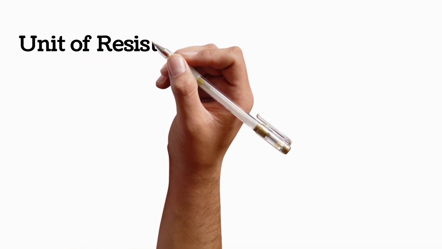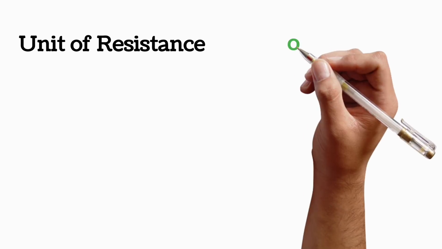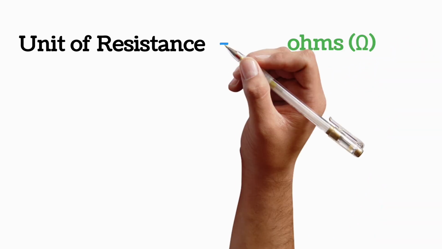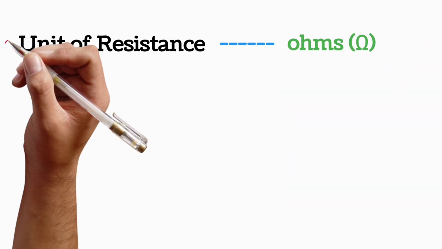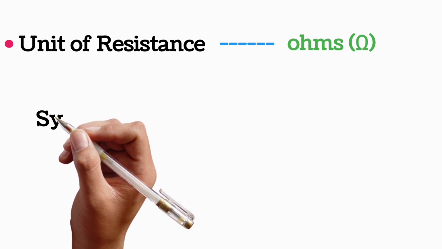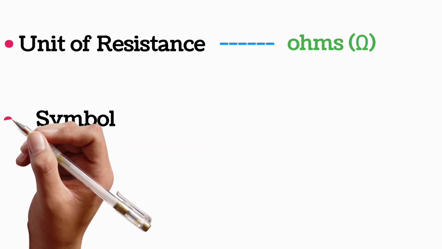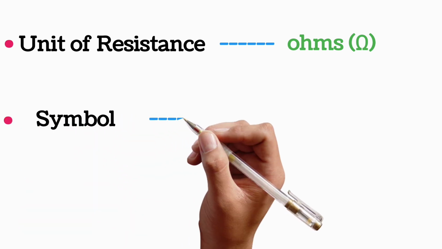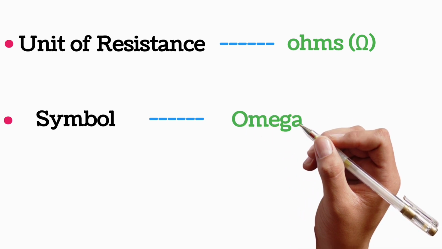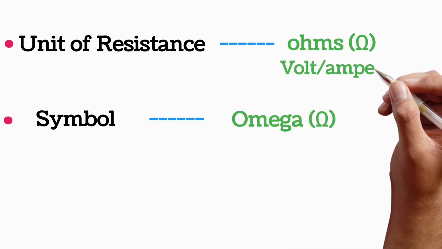Now let's see what the unit of resistance is. There are two fundamental units: one is the scientific unit named after the scientist George Simon Ohm, that is ohms, and the second is the formalized unit, volt per ampere. And let's talk about the symbol. The symbol of resistance is omega, and the formula we know is R = V/I.